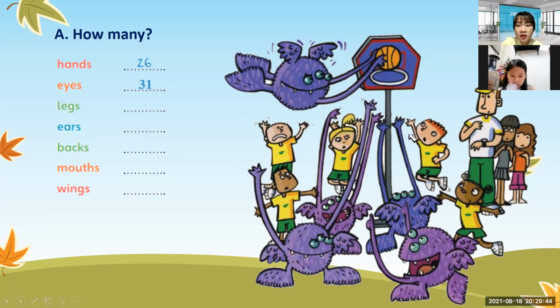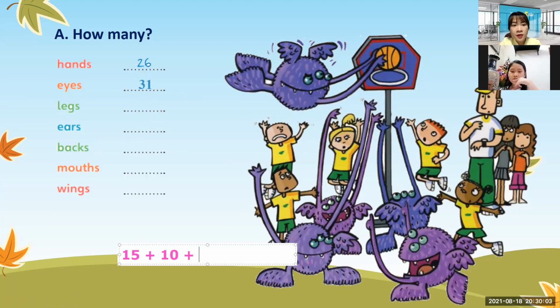So the monsters will have in total 15 eyes. And look at the people. These five here have 10. So 15 with 10. The monsters, we have 15. The yellow team, we have 10 eyes. And three people outside, we have 6. So we have 31.